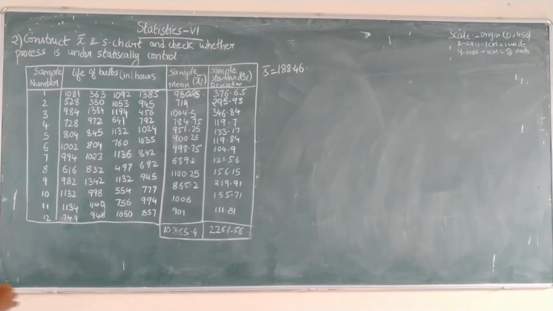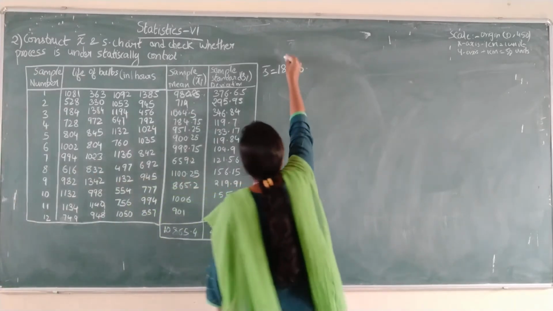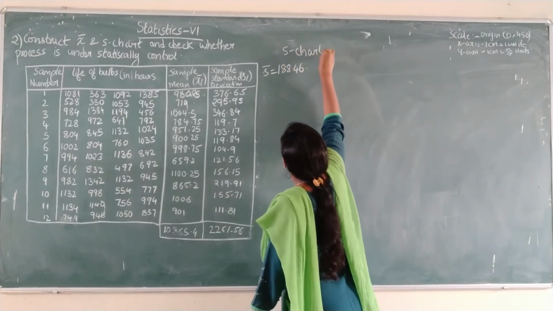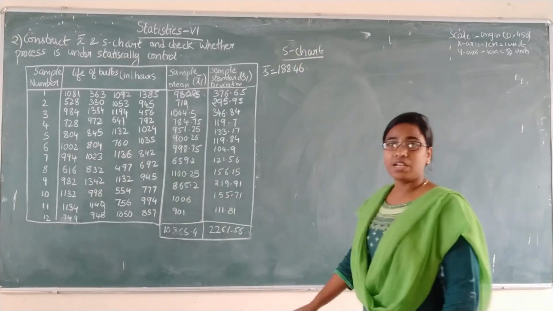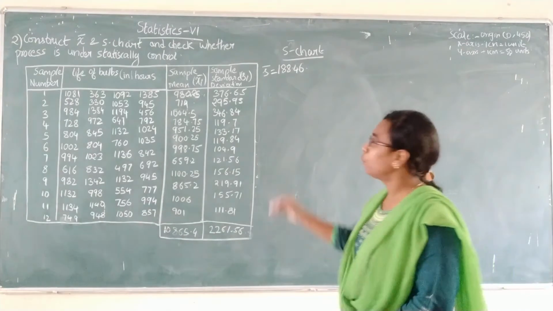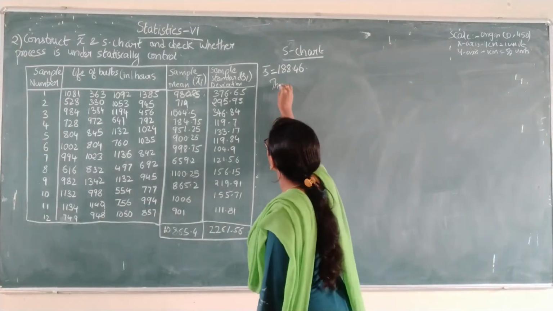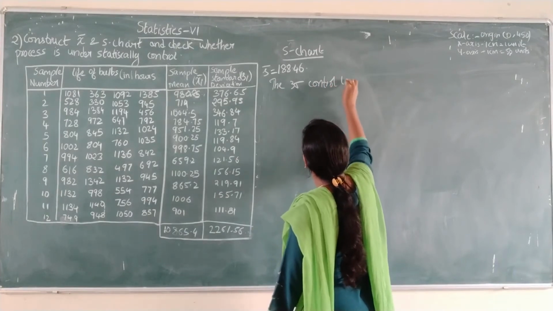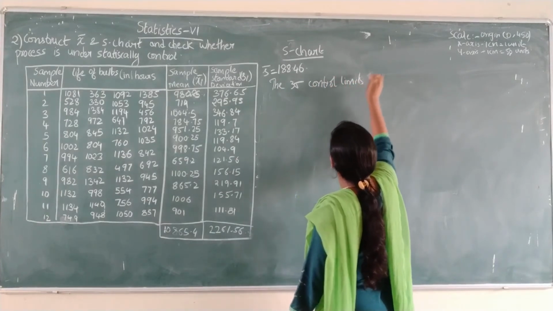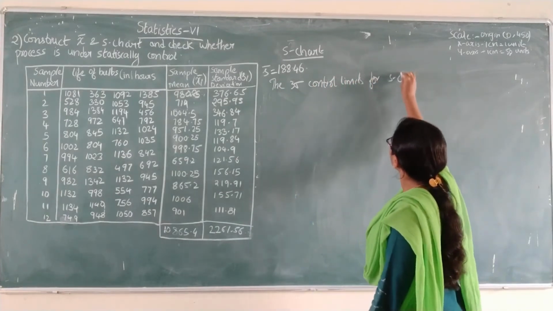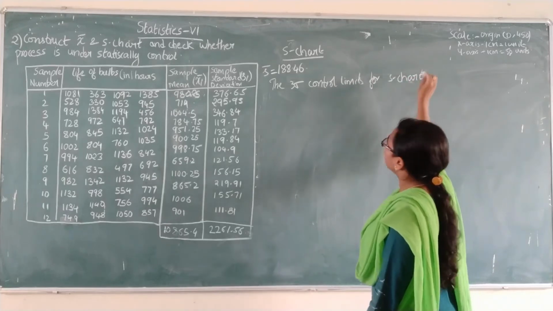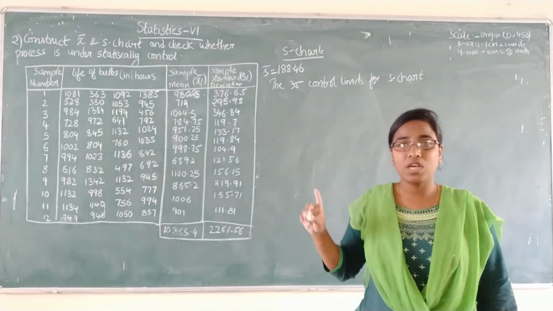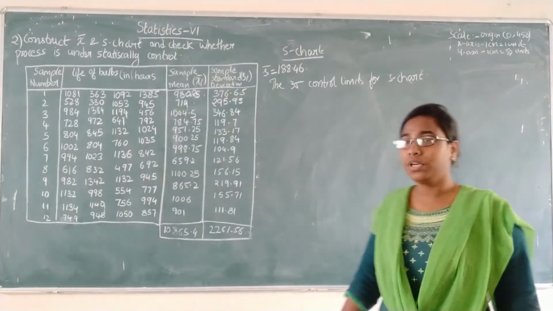Now we will start the construction of control limits for the S chart. So in the S chart, we need to write the control limits, right? First the 3 sigma control limits for the S chart. So what are the 3 sigma control limits? Here also we will use case 2 because the standards are unknown.